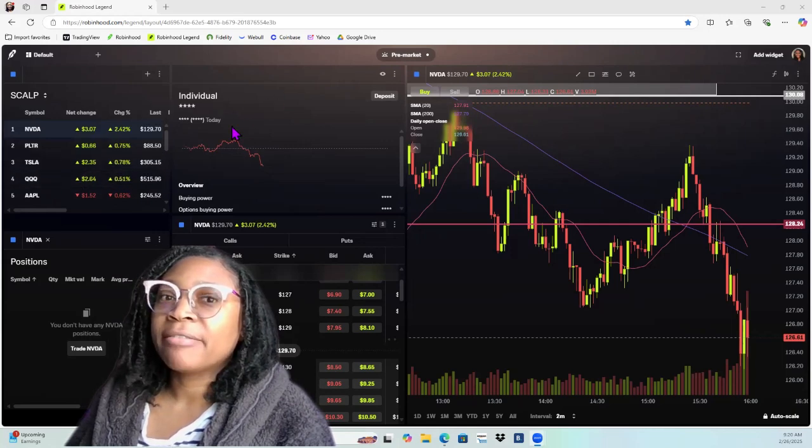In the middle here, where it says individual, this will show you your individual balance and your buying power. This is good to know because you want to know how much buying power you have for the day, especially if you're using a cash account. If you're using a margin account, I guess it doesn't matter. But for a cash account, you want to know how much buying power and how much options buying power you have. So it's good to have this here for when you're about to execute a trade.